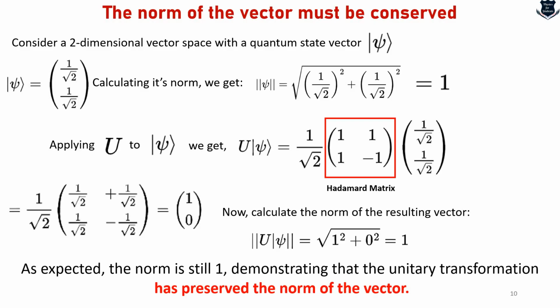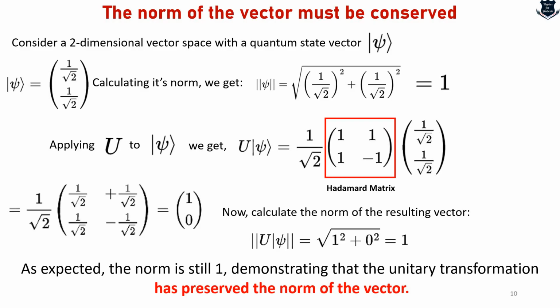So from here what we can expect is that the norm is still 1, which actually shows that the unitary transformation has preserved the norm of the vector. Now, from the Hadamard matrix, we have taken 1 by square root of 2 and 1 by square root of 2. These are the two vectors.